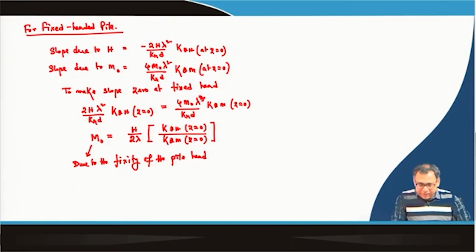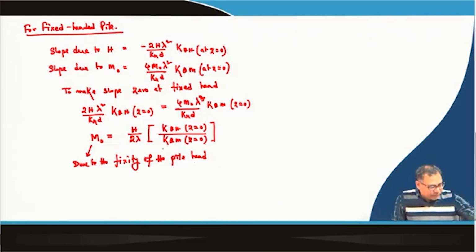So, that is why when you take M0, which is the moment due to the fixity of the pile head, that amount of moment will be developed in the pile due to application of the H, due to the fixity of the pile in case of a fixed headed pile, to make the net slope at the fixed head 0, because for the fixed head boundary condition the slope should be 0. That is why we get M0 as this value.